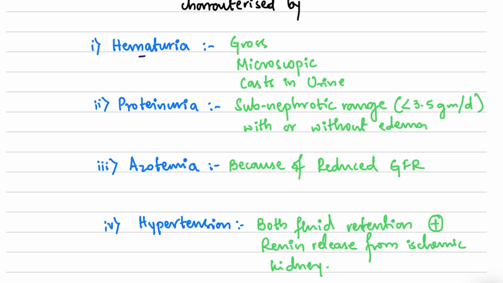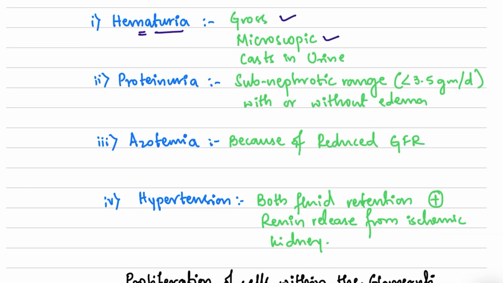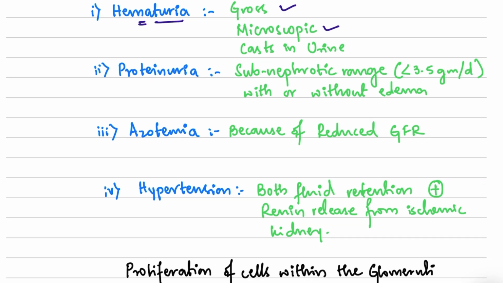Firstly, we have hematuria. Hematuria can be gross, where there is frank blood coming from the urine, or it could be microscopic. When it is microscopic, we can only see it through the light microscope and through urine examination. You can also see RBC casts in the urine. So this is one classic clinical manifestation of nephritic syndrome.